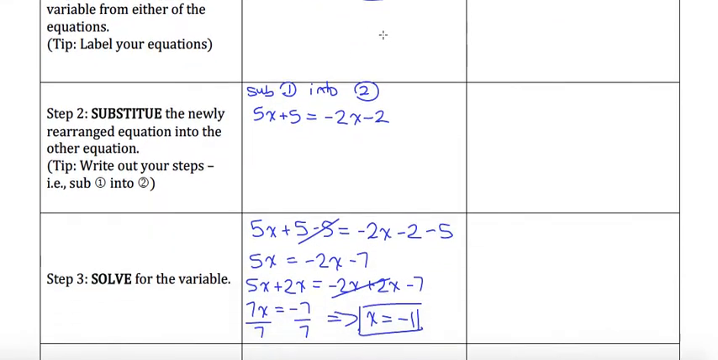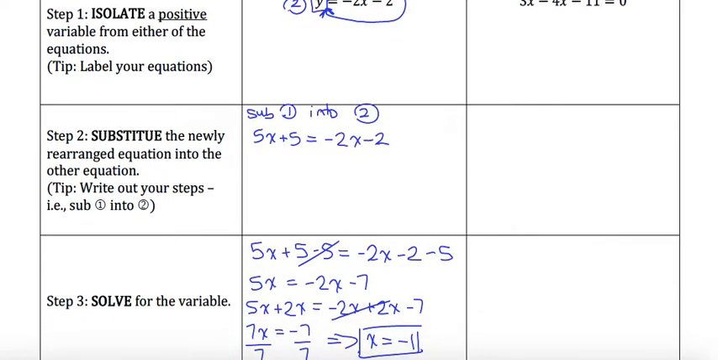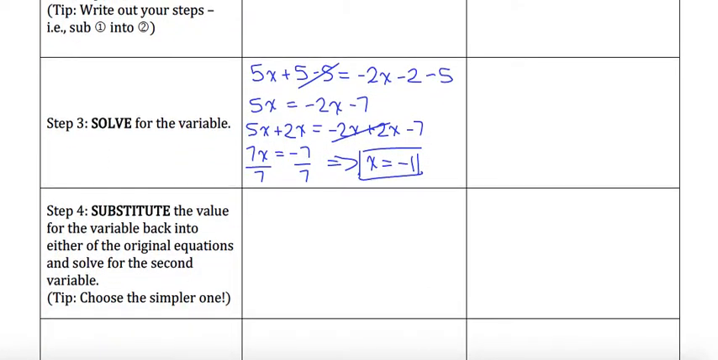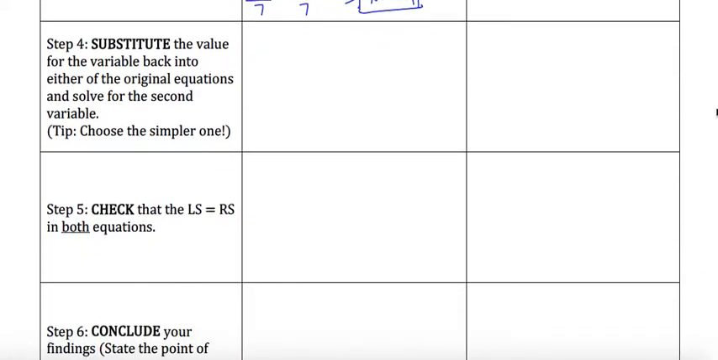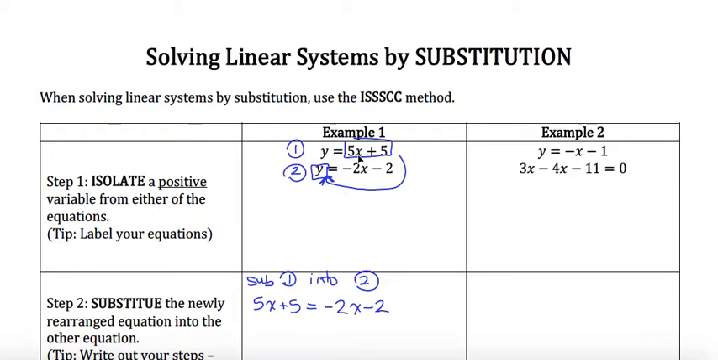So I'm going to put it into equation 1 because I only have positive values and I don't have to worry about any negative values. So right here I have the 5x plus 5. I'm going to substitute x equals negative 1 into my equation 1.